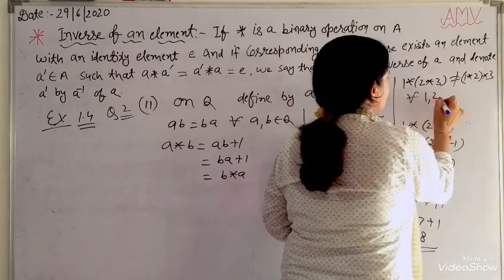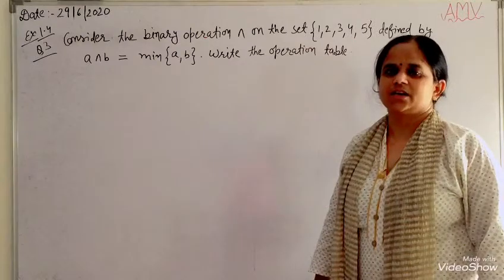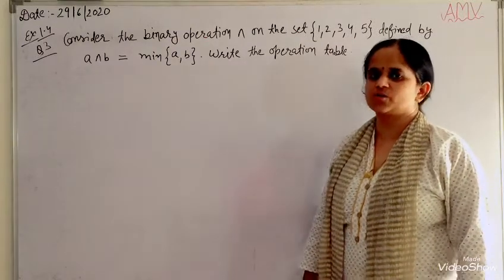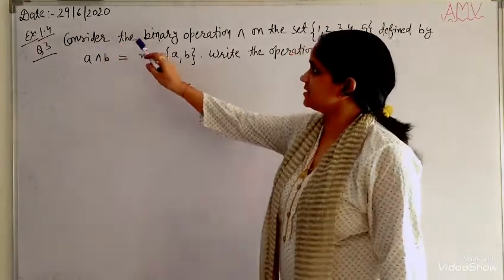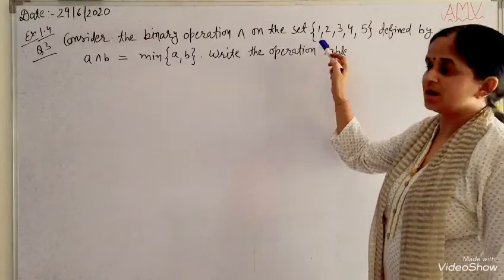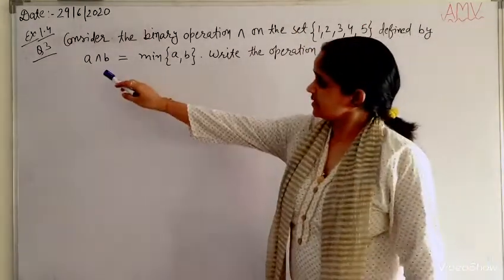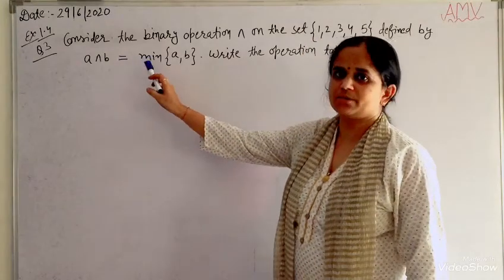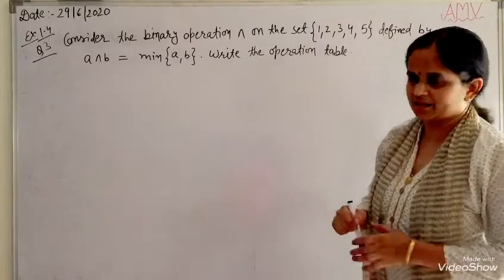For all 1, 2, 3 belongs to Q. Now students, let's move to question number 3. The question is: consider the binary operation ∧ on the set {1, 2, 3, 4, 5} defined by a ∧ b = minimum of a, b. Write the operation table.